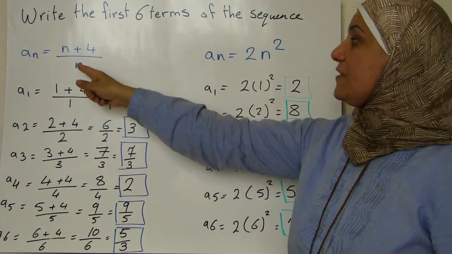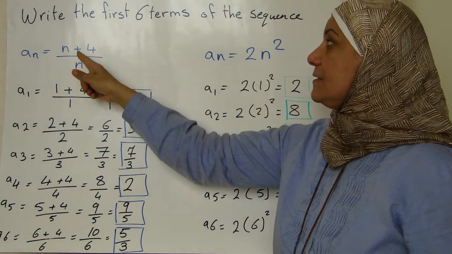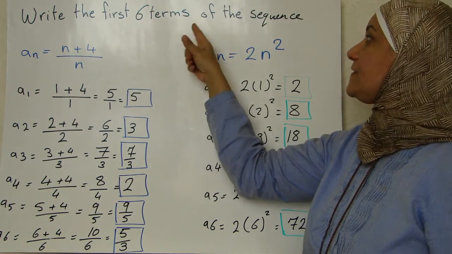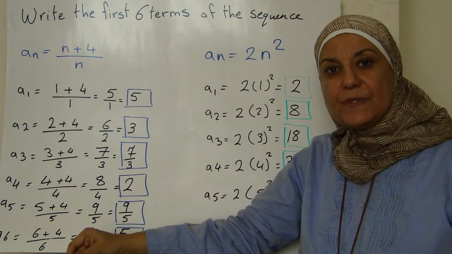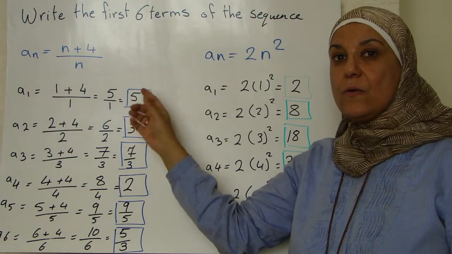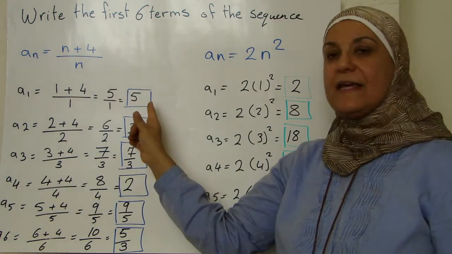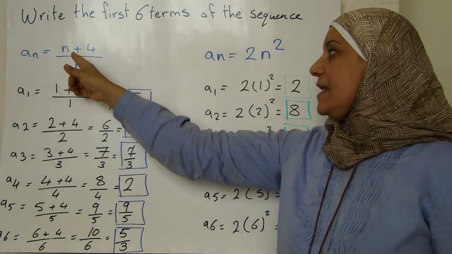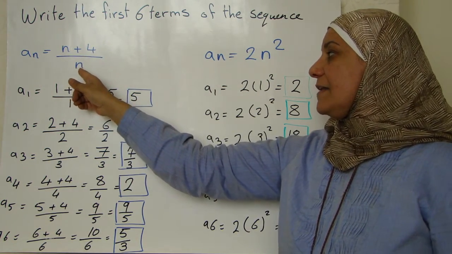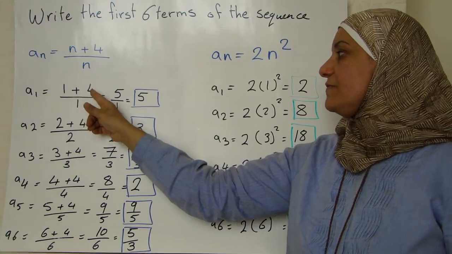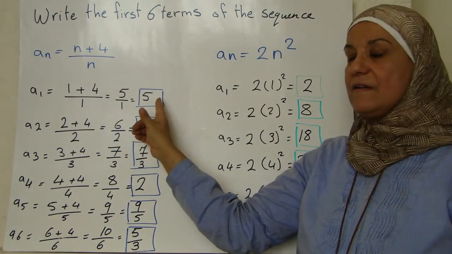Now, if I do already have a rule, and I want to find the first 6 terms of a sequence, what am I going to do? I'm going to plug in 1, 2, 3, 4, 5, 6 into my rule and find the answer. n plus 4 over n. I'm going to have 1 plus 4 over 1, which is 5 over 1, 5.